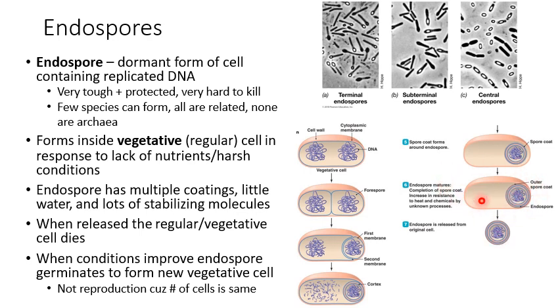So for that reason, this is not considered a type of reproduction. In reproduction, you have 1 cell, and at the end, you have 2 cells. In endospore formation, you have 1 cell, and at the end, you have 1 cell, which is the endospore. So that's not reproduction because the number of cells does not go up. The endospore is basically just going to sit tight, last out the hard times, and when conditions improve, it's going to germinate and form a new vegetative cell.